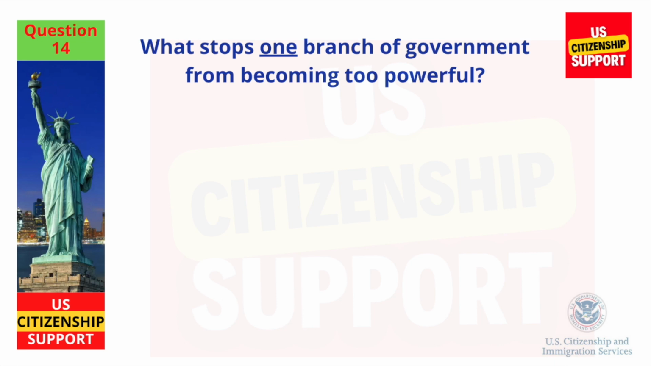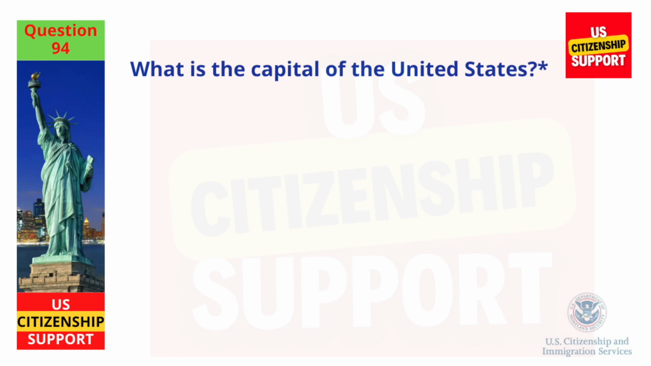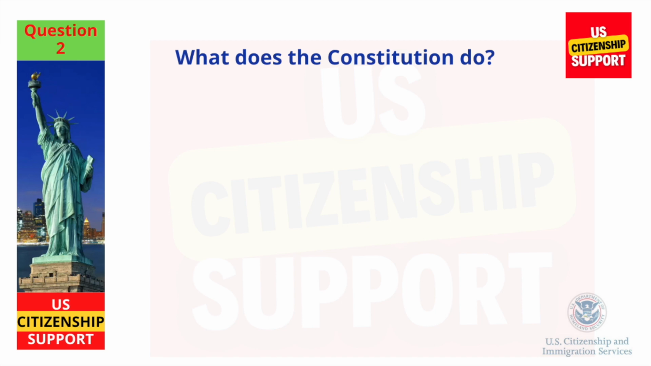What stops one branch of government from becoming too powerful? Checks and balances. What is the capital of the United States? Washington, D.C. What does the Constitution do? Sets up the government.